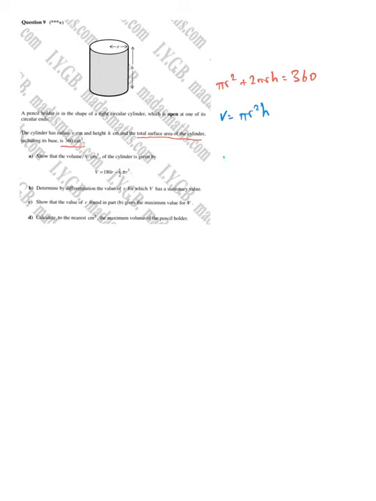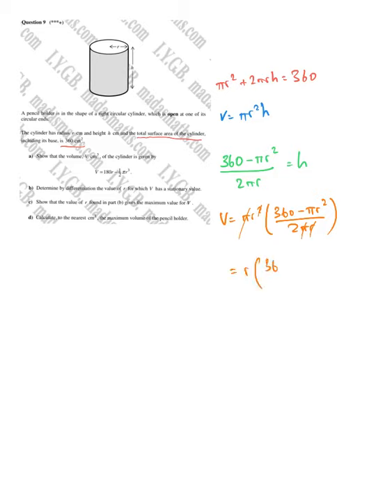So we'll rearrange that first equation. I get to make h the subject. So 360 minus pi r squared over 2 pi r is equal to h. And then I can substitute that into the volume equation. So the volume is pi r squared times 360 minus pi r squared over 2 pi r. Now, it might be easier to do some cancelling before we start. So those pi's can cancel, and one of those r's can cancel. So I'm getting r times 360 minus pi r squared over 2.